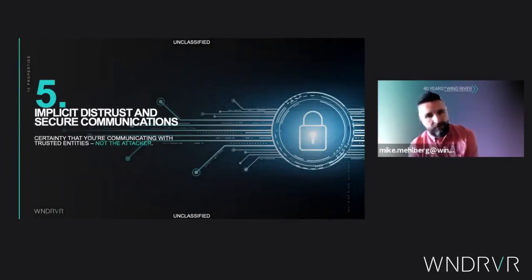Number 5 is implicitly distrusting other applications and other hardware components on the system and using secure communication. We never want to assume that another application on the system is trusted unless we can verify that it is. We never want to assume that another piece of hardware that's trying to communicate with us is trusted unless we can verify that it is, preferably with encryption, right? Authentication, some sort of secure communication.